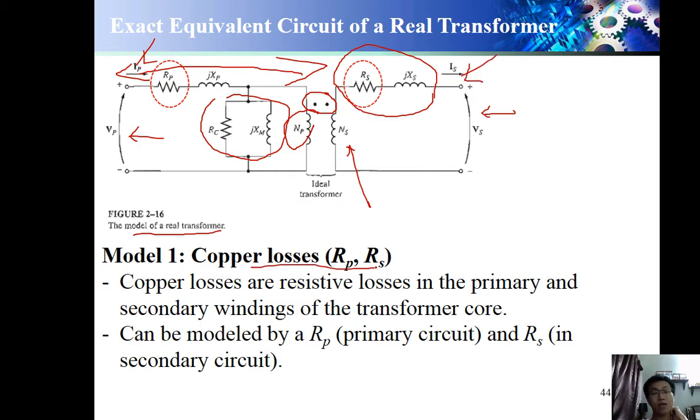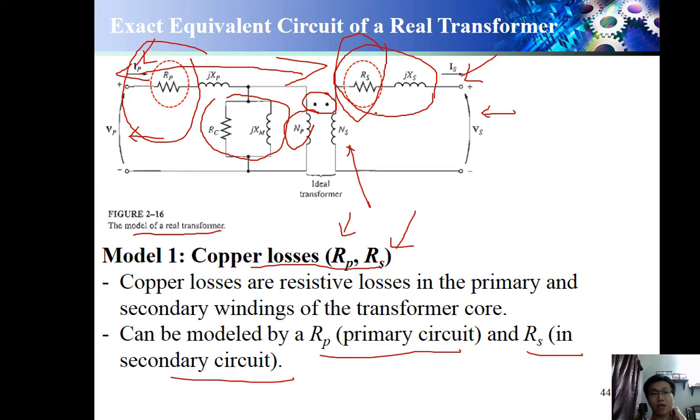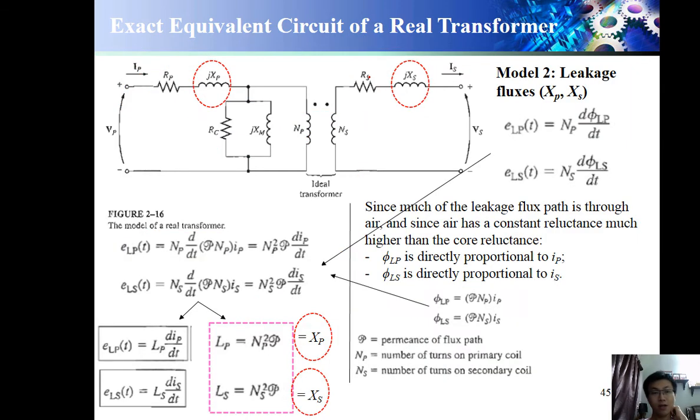For the copper losses, RP is the resistance of the primary winding, and RS is the resistance of the secondary winding. So copper losses are resistive losses in the primary and secondary windings of the transformer, and can be modeled by RP in the primary circuit and RS in the secondary circuit. Just forget about the rest first. RP, RS. Same model. Now we want to model the leakage fluxes, XP and XS.